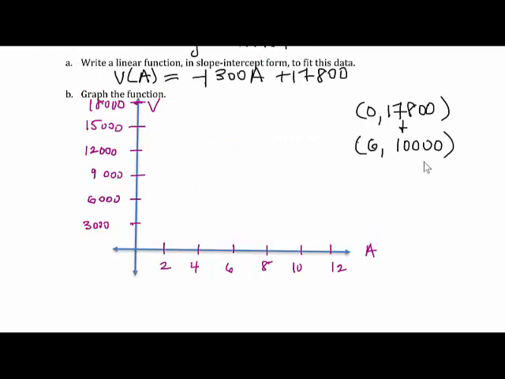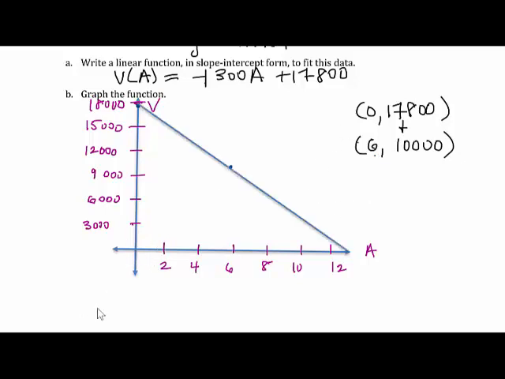In part B, we're asked to graph the function. So one option is just to pick a couple of clear points from your table and then make sure that your line passes through them. I have the Y-intercept, which is 0, 17,800. I'm just going to do my best to estimate where that would fall on my grid, which is very close to 18,000. And then 6, 10,000. So it's above 9,000 and somewhere between 9 and 12. So maybe around here. And then we'll draw the line through those 2 points.